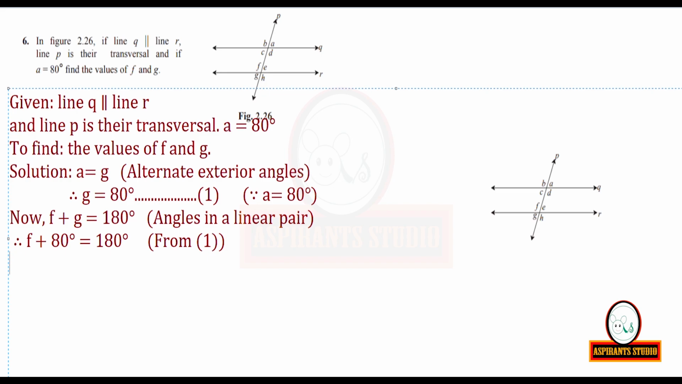Therefore, F will be equal to 180 degrees minus 80 degrees, because when you take plus 80 degrees to the other side of the equal to sign, it will become minus 80 degrees. So, F will be equal to 180 degrees minus 80 degrees. What is 180 degrees minus 80 degrees? Subtract 80 degrees from 180 degrees. What will be the answer? It will be 100 degrees. Therefore, F is equal to 100 degrees.